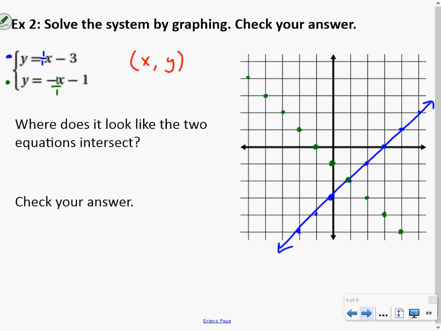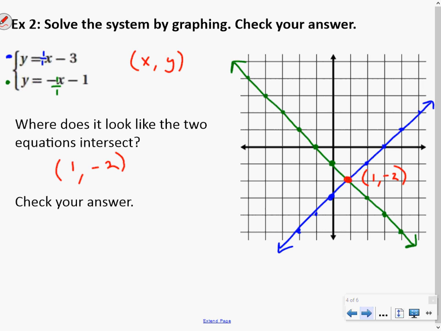But to find the solution of this system, we are looking for that intersection point. We're looking for when these lines cross each other. So looking at it, it looks like our graphs are intersecting here at the point 1, -2. X value of 1, y value of -2. So let's plug those x and y values into each equation and make sure that's actually the answer. Make sure that that is the true solution to our system here.